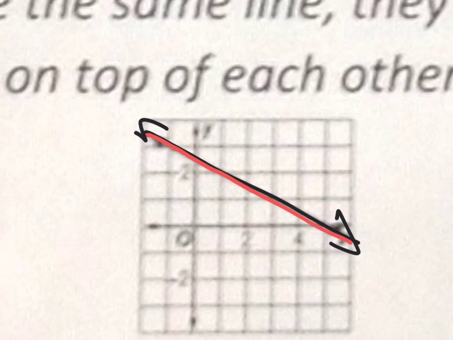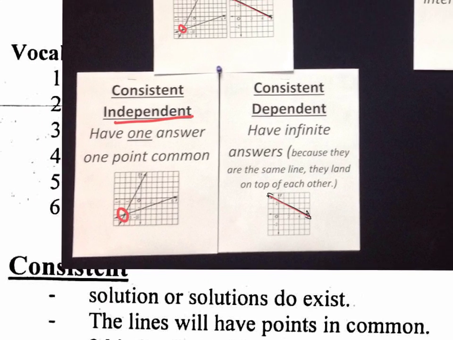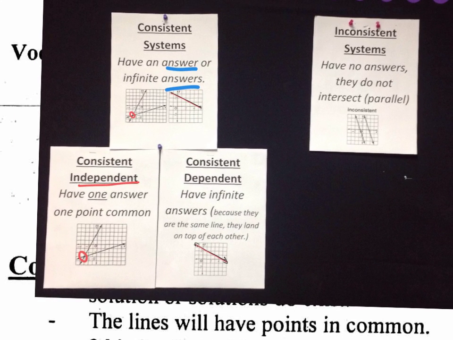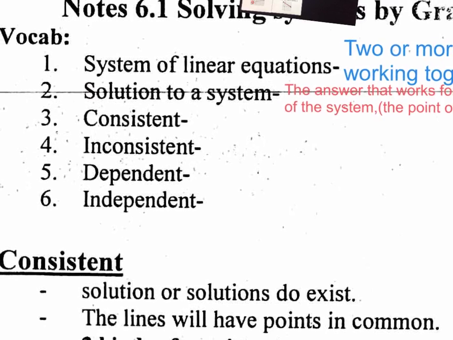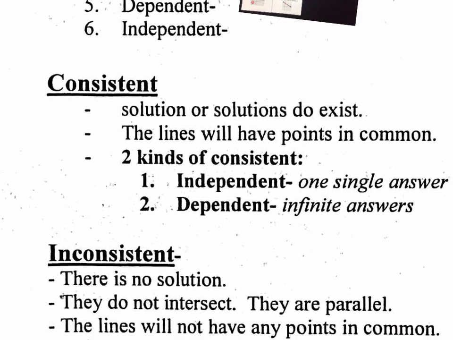So this is all on the wall, and I put this on the wall so you could have a better understanding, an easier way of classifying systems. Inconsistent means it has no answer. So let's take a look back at our notes. We're not going to actually write down the definition right here because it's already written down for us. What does consistent mean? Consistent means that it has an answer or many answers, right? It has a solution or solutions.